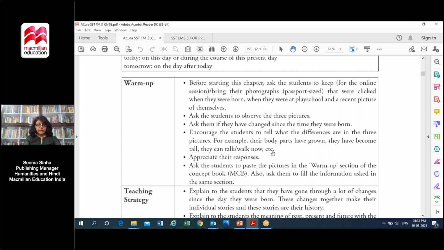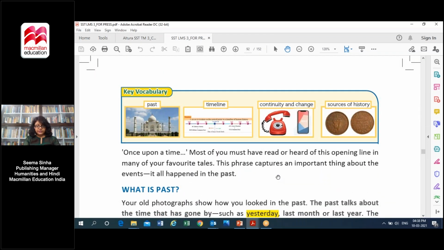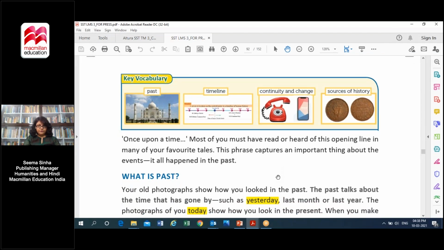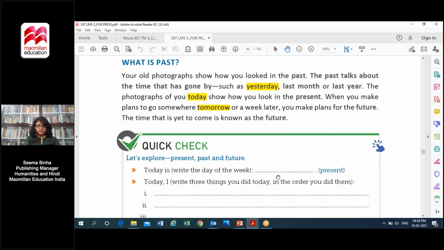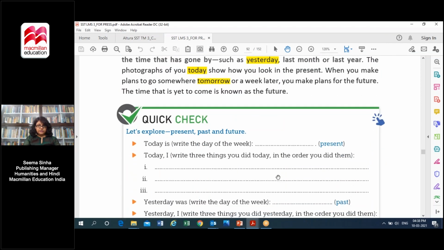Responses will vary from child to child. Please appreciate and record their responses. This will help you in assessing and developing learning later. You can now introduce them to the concept of what is past and reinforce it with another experiential learning called quick check. So this is to reinforce the concept of present, past, and future.